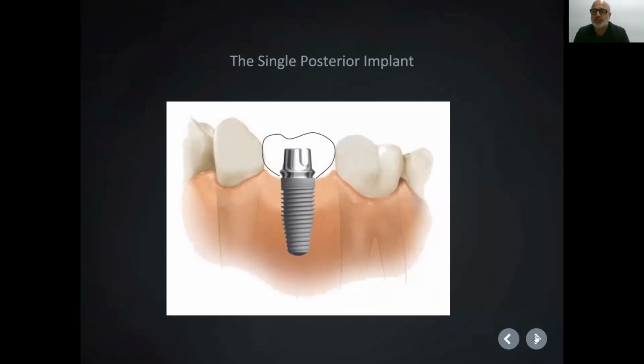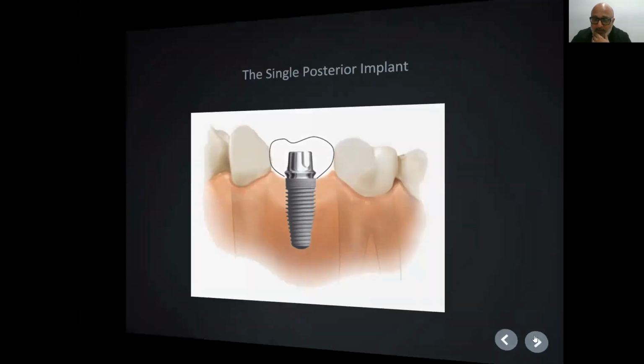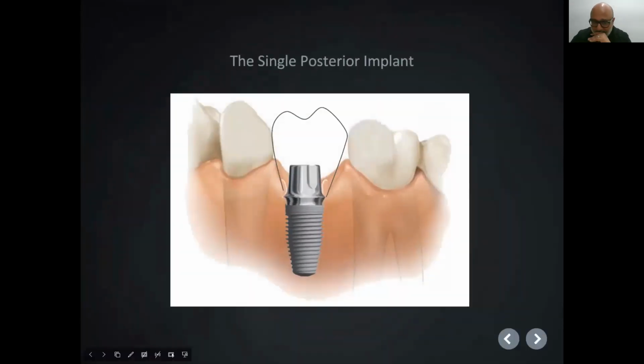Something from here, you can see it just shoots out. Had that been a little bit lower, we would have had probably a little bit of a smoother emergence profile, but not bad. Sometimes going too far the other way can also cause problems.